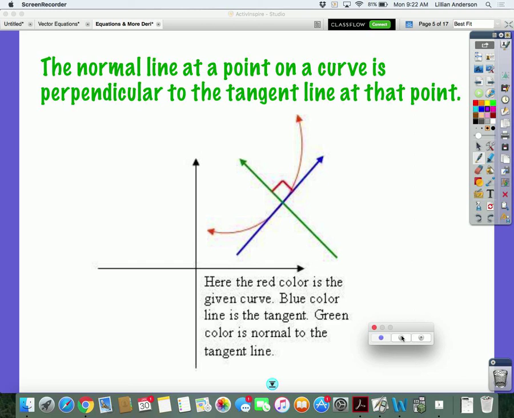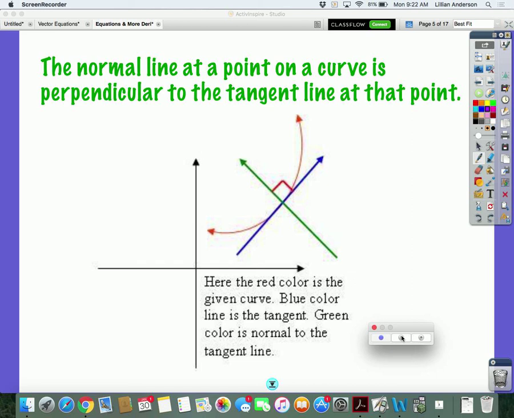The blue line represents the tangent line. Okay, so when we take the derivative of the equation, we're actually finding a rule to find the slope of the tangent line. And the green line represents the normal line. Okay, the normal line is perpendicular at that respective point where the tangent line hits the curve.